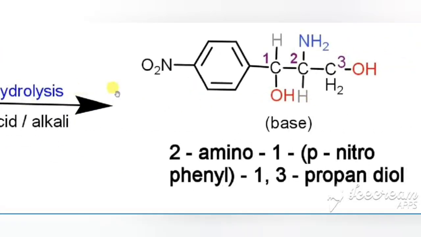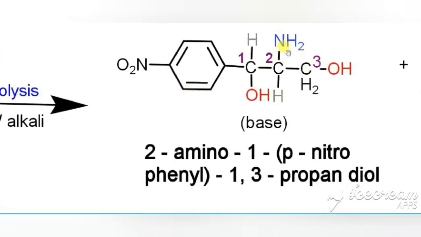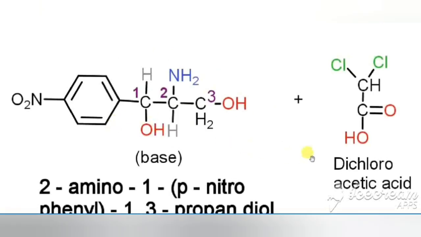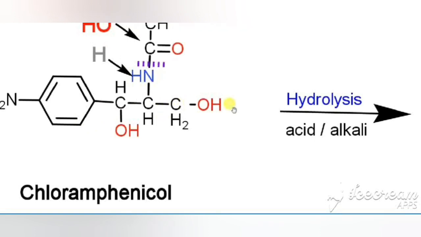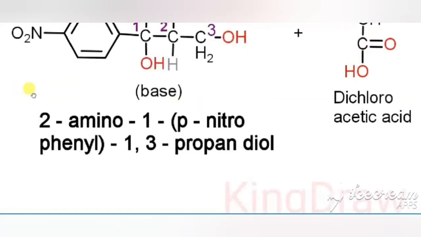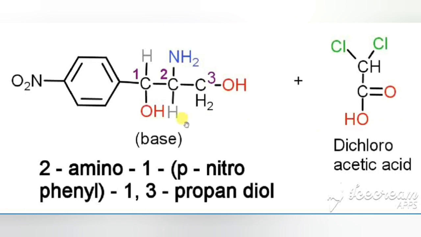So here we are getting an amine derivative, that is the base, and that is called 2-amino 1-paranitrophenyl 1,3-propanediol, or 2-amino 1-paranitrophenyl propan 1,3-diol, plus one acid derivative, that is called dichloroacetic acid. So on hydrolysis of chloramphenicol we are getting one acid derivative, dichloroacetic acid, and a base, 2-amino 1-paranitrophenyl 1,3-propanediol.